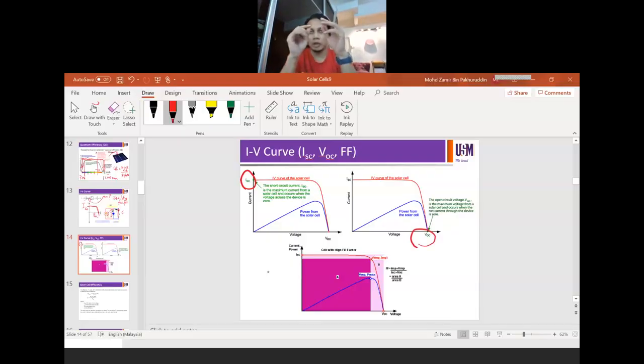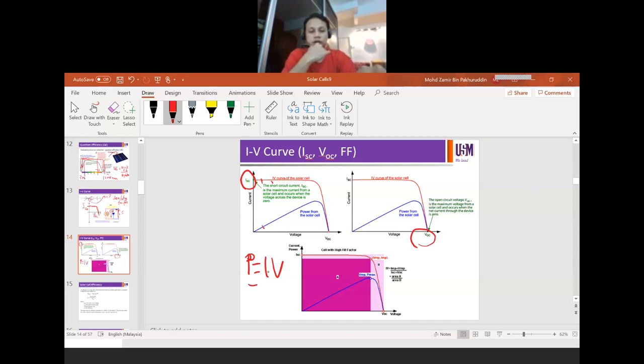So if you don't have any net current through the device, then the open circuit voltage is the floating voltage. Okay, so that's given by your VOC. If you can recall, P is equal to IV. So if you use I at every point and V at every point, you can actually calculate your power.